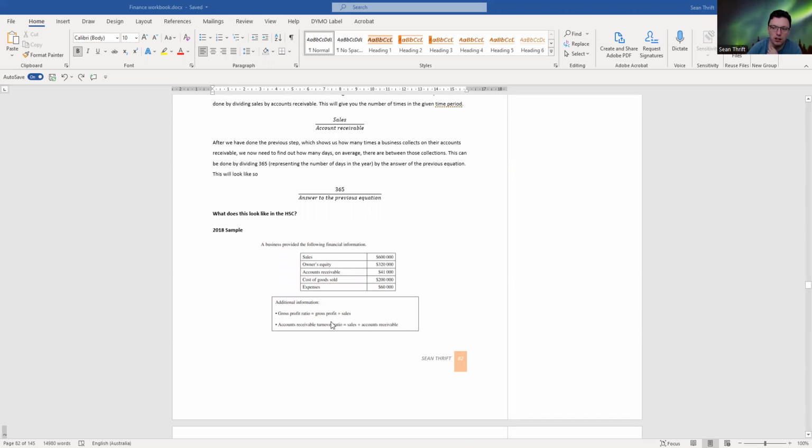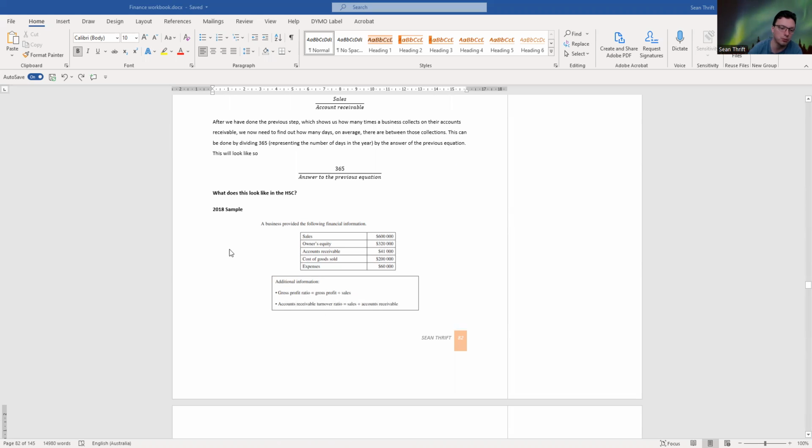So what does this look like when we're actually doing it in a HSC question? This is one from 2018, and there were actually two questions connected with this one, but we're only going to be going over one. A business provided the following financial information: sales, owner's equity, accounts receivable, cost of goods sold, and expenses. For the sake of the question we're doing here, there's really only two that matter for us. It's accounts receivable and sales.